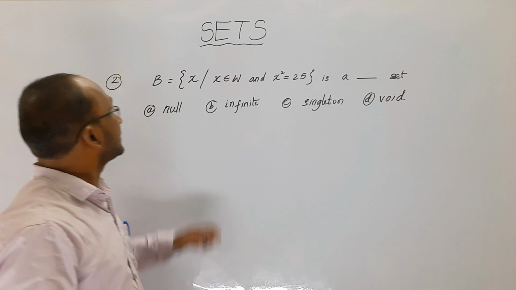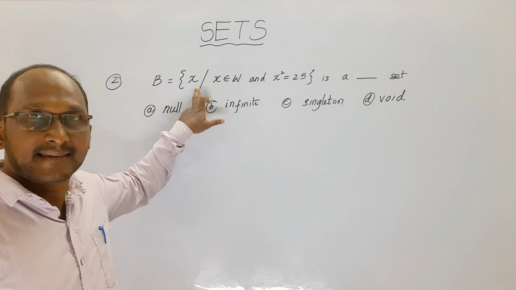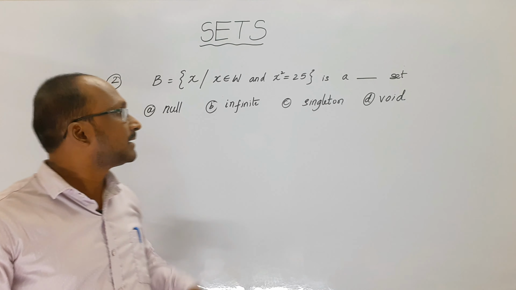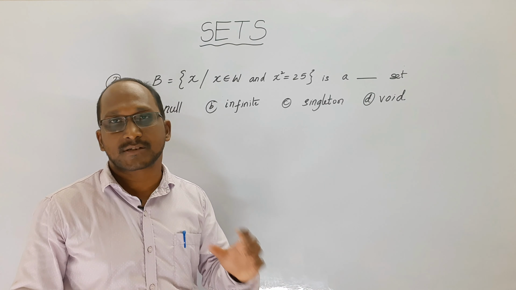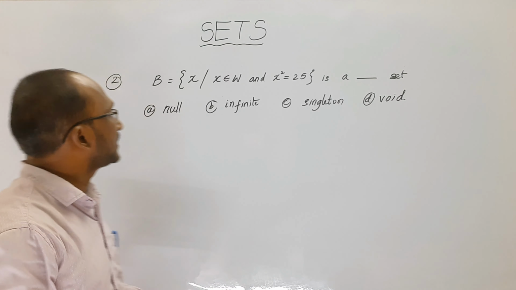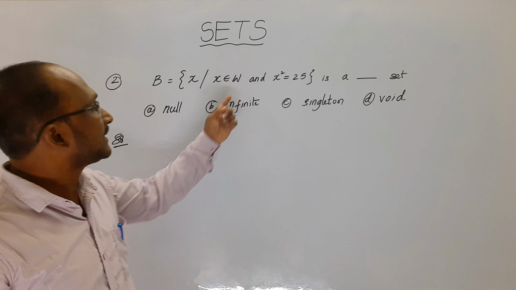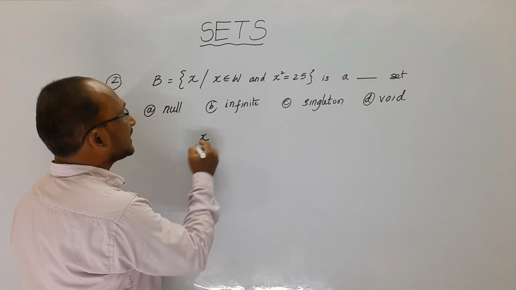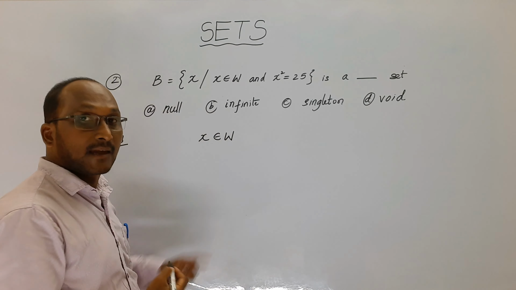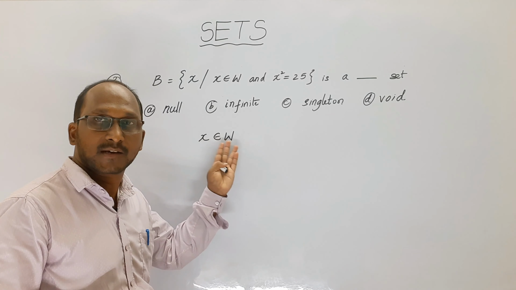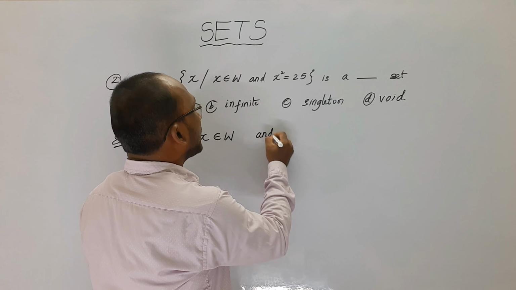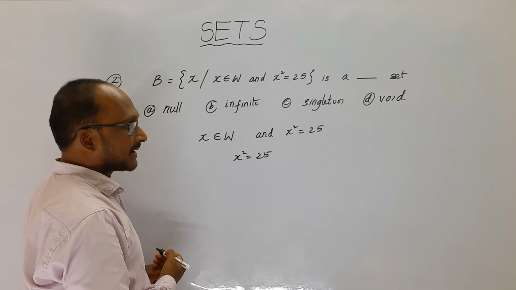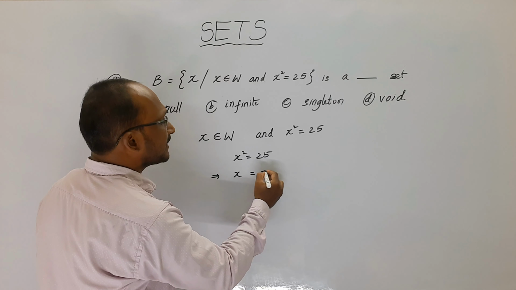Okay, let us see the second one. B is equal to the set of X such that X belongs to W and X square is equal to 25 is a dash set. Here some options are given. So here also first let us write the given set in the roster form. For that, first we have to take the given conditions related to set B. So what are the conditions? Here the element X is a whole number because it is given X belongs to W, and whose square is 25. Of course, if you solve this equation, X square is equal to 25, so X can be taken as plus or minus 5.